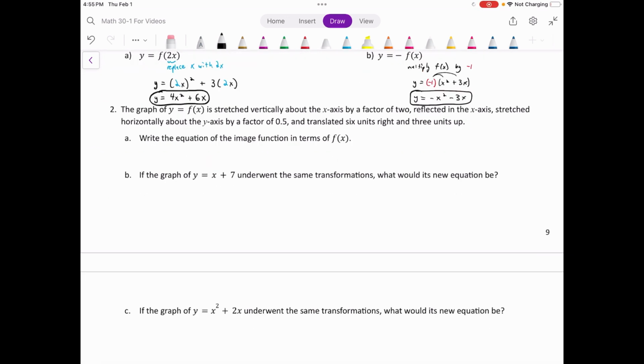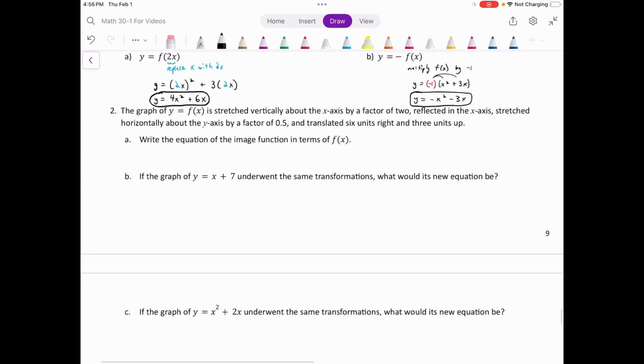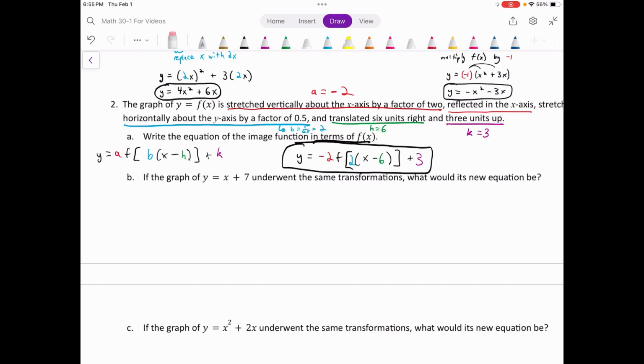Alrighty, last one here, though it's got multiple parts. The graph of y equals f of x is stretched vertically about the x-axis by a factor of 2. So vertical stretch, factor of 2, that means a is 2. Ooh, reflected in the x-axis. So we spoke too soon. Is a 2? Well, the absolute value of a is 2, but a is actually -2, right? If we reflect it across the x-axis, we need to be multiplying the y's by not just 2, -2 to get that reflection.